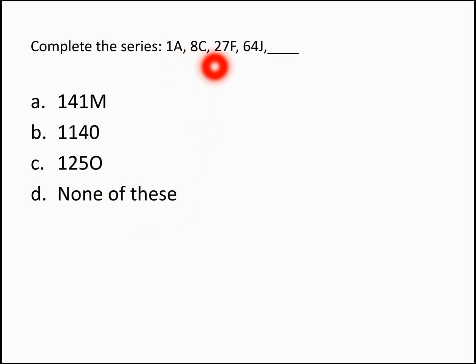So you have A, C, F, J. Between A and C, you've got one letter. Between C and F, you have got two letters. And between F and J, you've got G, H, I, three letters. So between J and the next letter, you should have four letters. So K, L, M, N, and the fifth letter is going to be O. So the only possible answer that we can have is option C. So that becomes your answer.